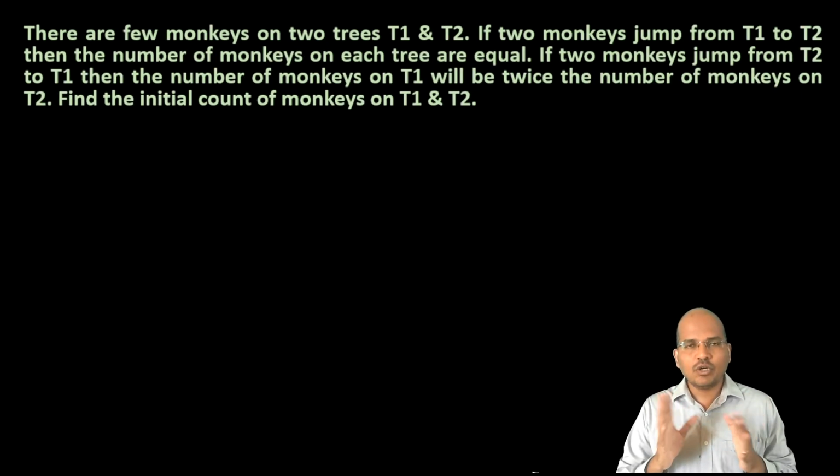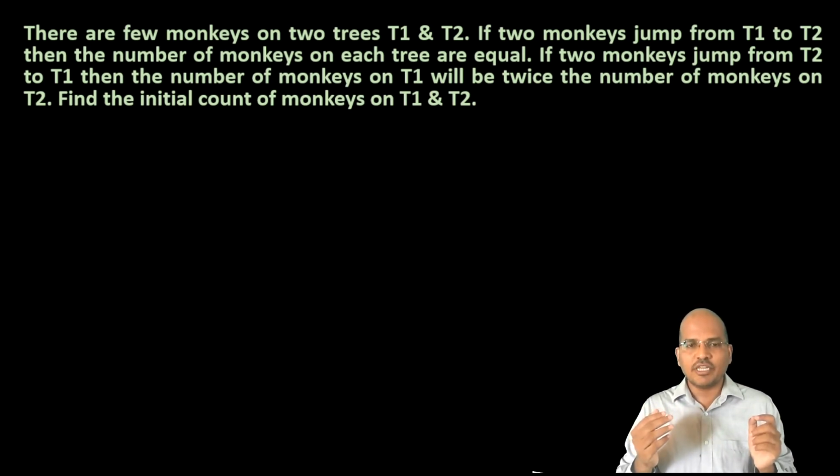There are a few monkeys on two trees T1 and T2. If two monkeys jump from T1 to T2, then the number of monkeys on both the trees are equal. And if two monkeys jump from T2 to T1, then the number of monkeys on T1 is twice the number of monkeys on T2. So find the initial count of monkeys on T1 and T2. So no number is given here.